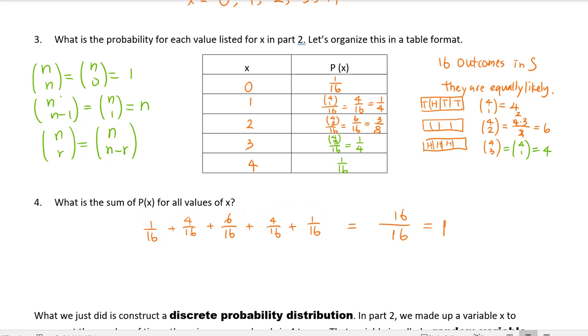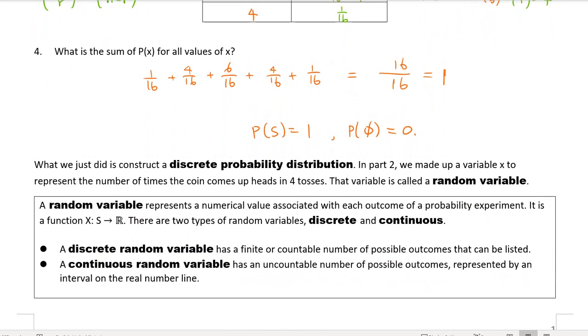And it makes sense because we add up all the possibilities. That should be 1, because the probability of the sample space is 1. Probability of the empty set is 0. Okay? So what we just did is we just construct a discrete probability distributions.